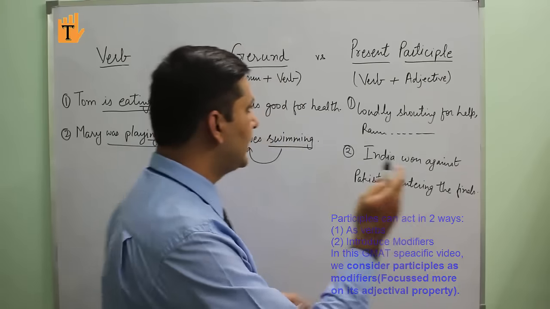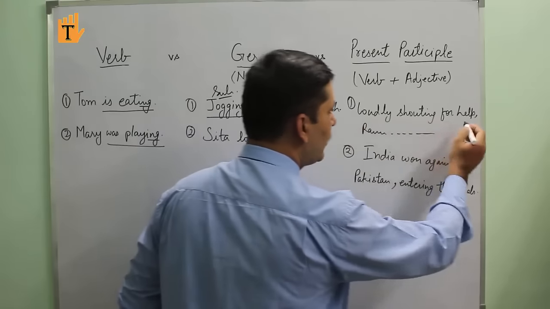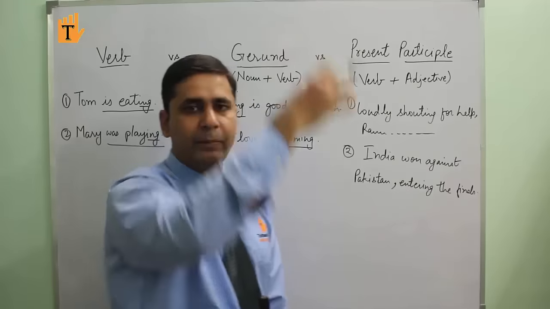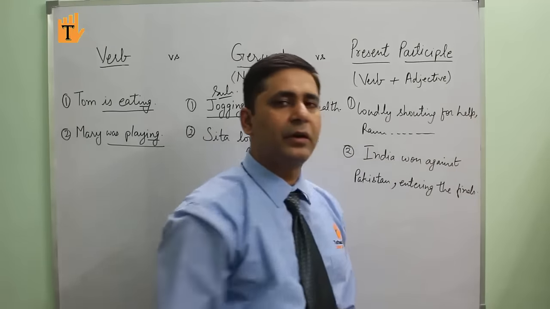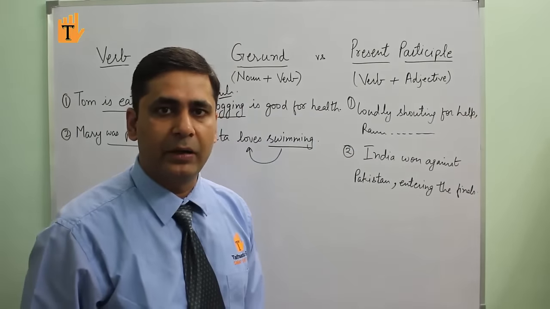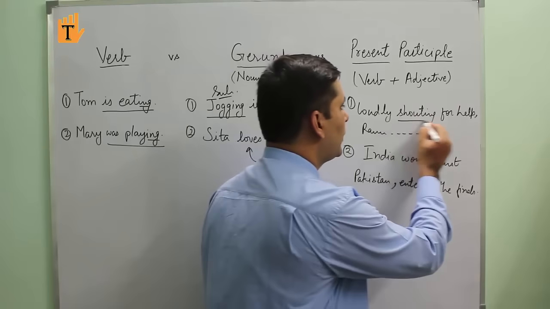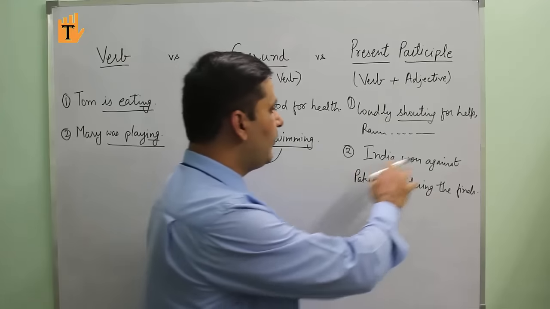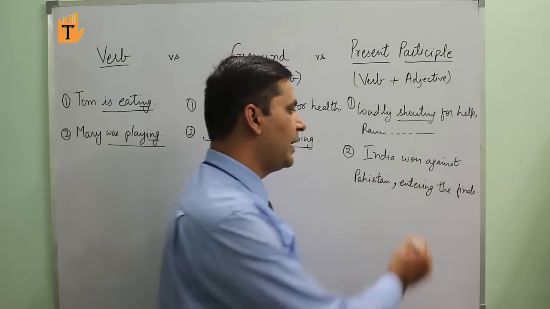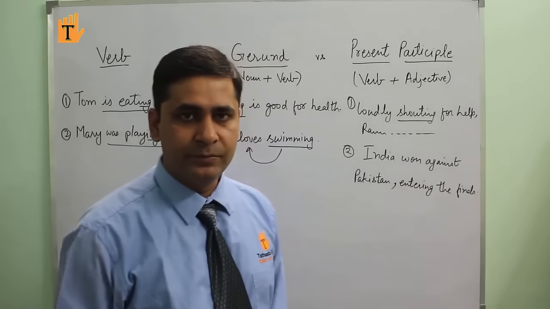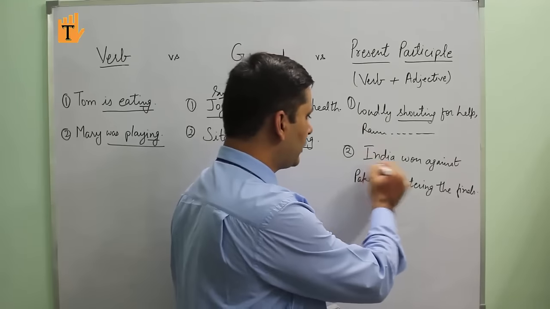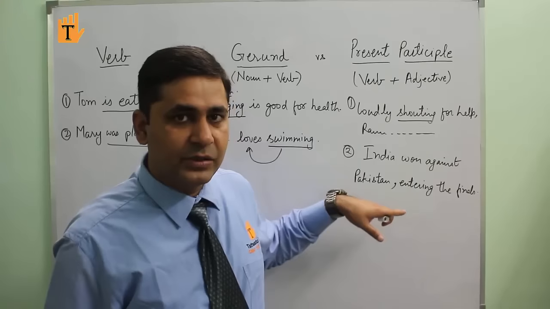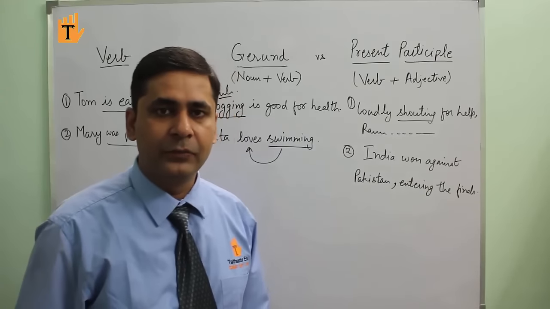Okay, let's see examples. Loudly shouting for help, comma, Ram, blah, blah, blah. The main clause is Ram and the remaining part of the clause, the predicate part. So here shouting is a present participle. Similarly, India won against Pakistan, comma, entering the finals. So I have my clause first till Pakistan, then a comma, and then a present participle introduced modifier.